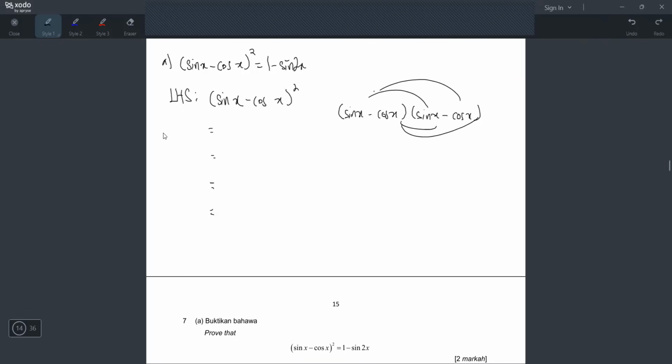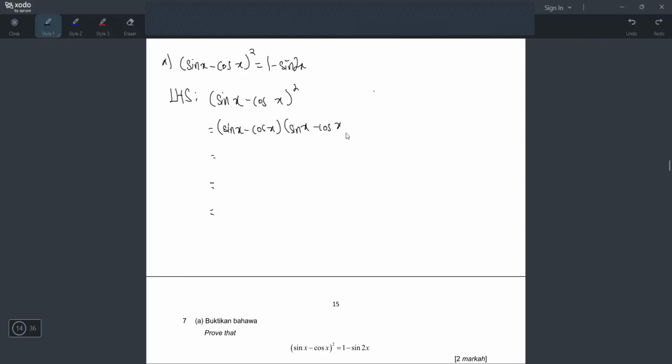So what we get here, okay, let's erase all this. Let's just write the working here lah. Sine x minus cos x bracket, and then multiply it by itself one more time like this, right? So what you do is you expand slowly. Sine x times sine x, sine square x, right? And then sine x times negative cos x, negative sine x cos x. And then negative cos x times sine x, which is negative sine x cos x also. And then negative cos x times negative cos x, which is positive cos square x, right?